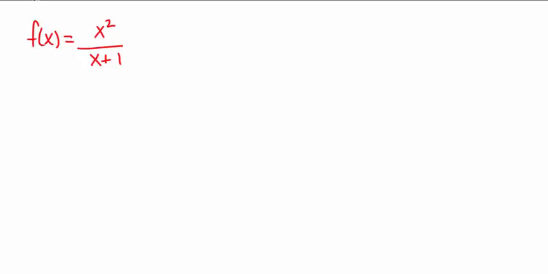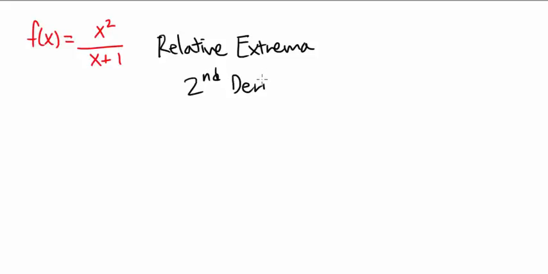Let's say you have a function f of x equals x squared over x plus 1, and you wish to find relative extrema, also called local extrema. Using the second derivative test, how would you apply it? Let's review how to apply the second derivative test first.